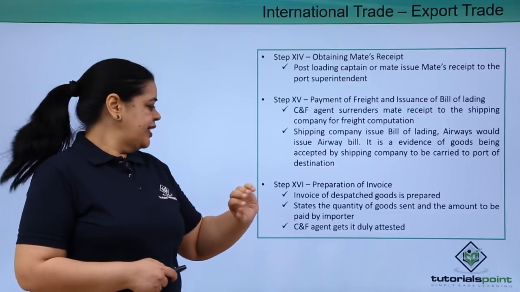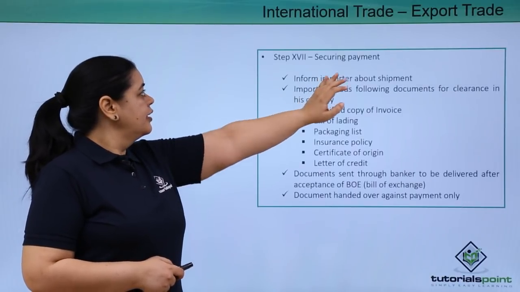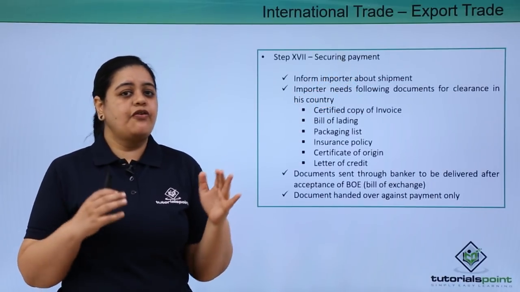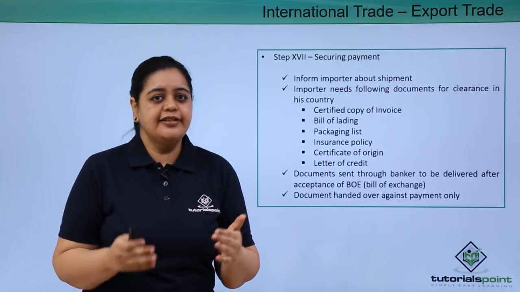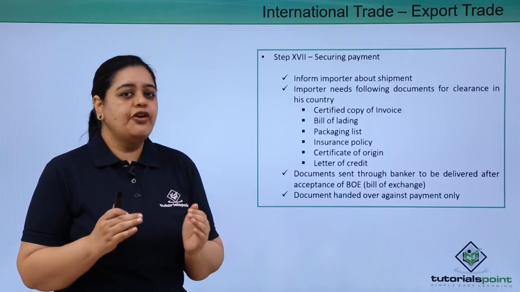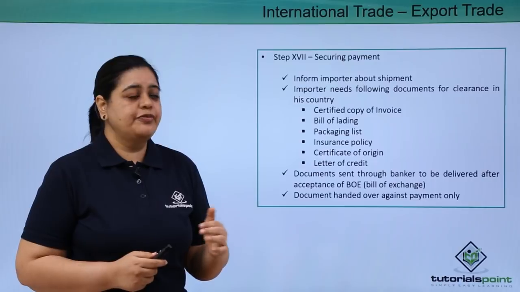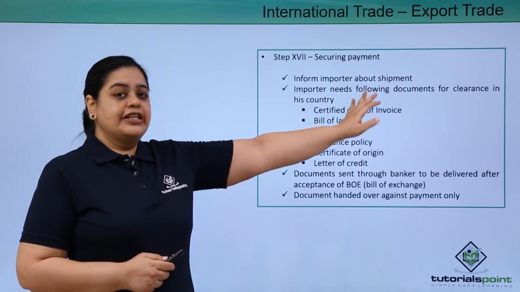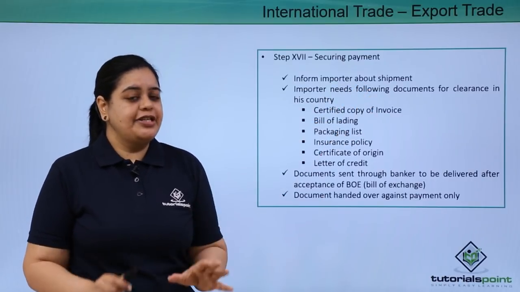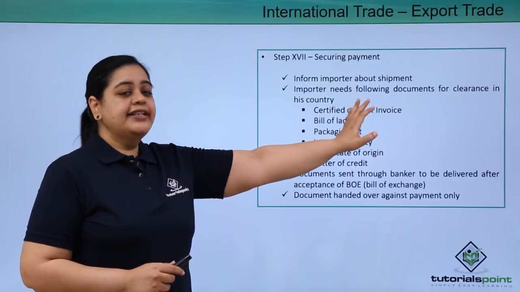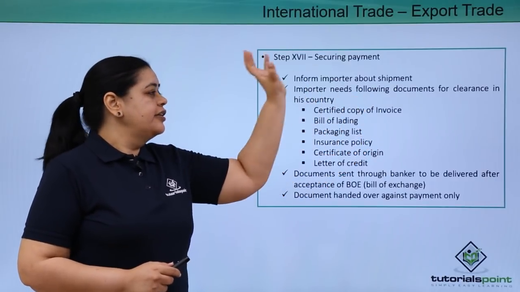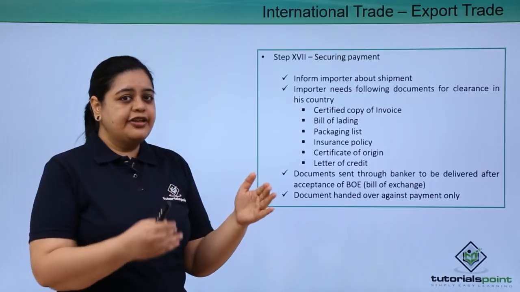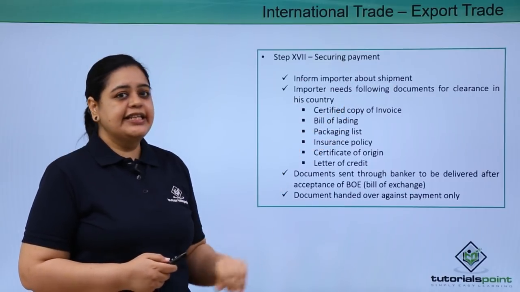Now the next step would be securing the payment. Now all the export procedure has been done, so you need to secure the payment which you are supposed to receive from the importer. So you will inform the importer that your goods have been shipped. Then the importer will have to prepare a set of documents for clearance in his country.